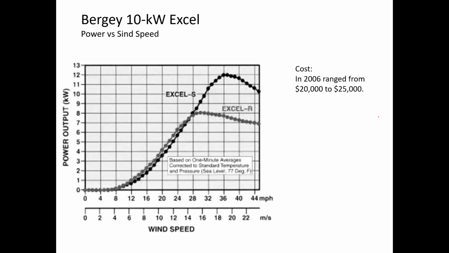And here is an example of its power output versus wind speed. This particular turbine would be considered the cheaper end in 2006, ranging from $20,000 to $25,000. Thank you very much. This slide concludes the final video for the chapter on wind turbines.